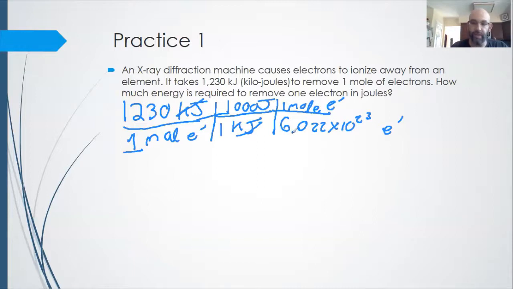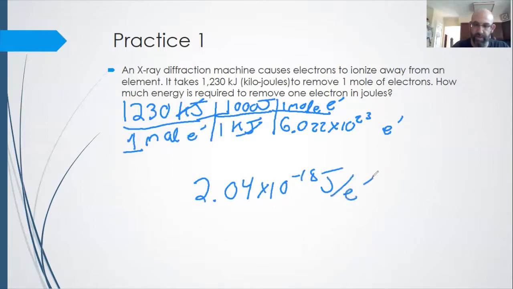Okay, so now we can solve. So up top we have 1230 times 1,000 divided by 6.022 times 10 to the 23rd. And we get 2.04 times 10 to the negative 18th joules for an electron. Okay, that's question 1.